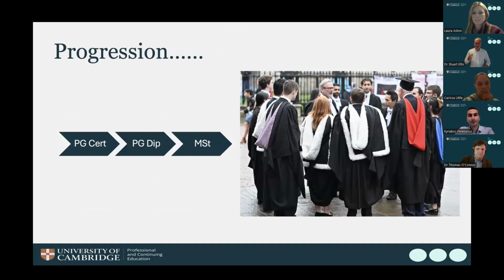Now, once you complete the postgraduate certificate in dental education, you can then go on to the next level, which is the postgraduate diploma. And if you enjoy that so much, you can finally go on to the full master's degree, where you will matriculate with a college in Cambridge and enjoy a nice procession upon graduation through the streets of Cambridge from your college to the Senate House.